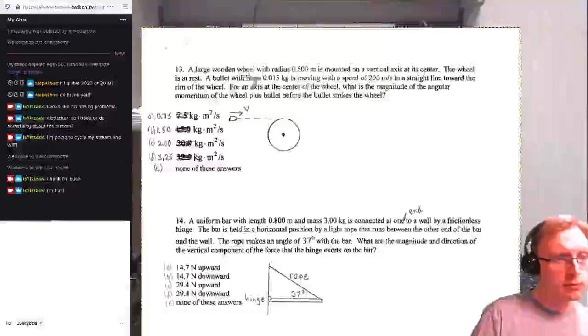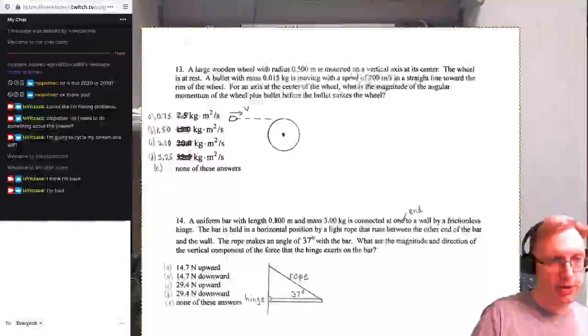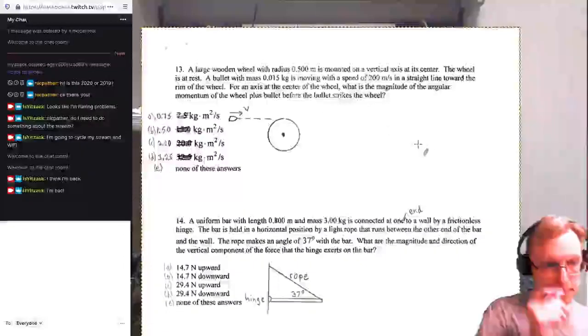A large wooden wheel with a radius of 1/2 meter is mounted on a vertical axis at its center. The wheel is at rest. A bullet with a mass of 0.015 kilos is moving with speed of 200 meters per second in a straight line toward the rim of the wheel. For an axis at the center of the wheel, what is the magnitude of angular momentum of the wheel plus bullet before the bullet strikes the wheel?